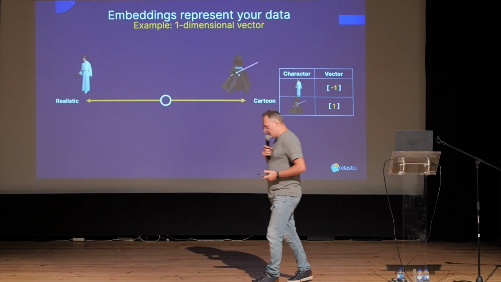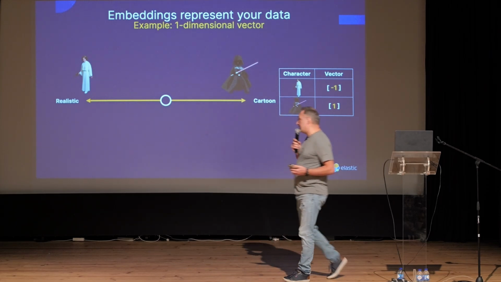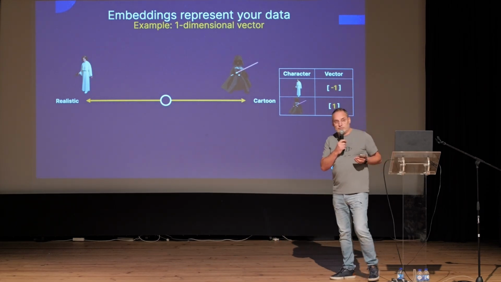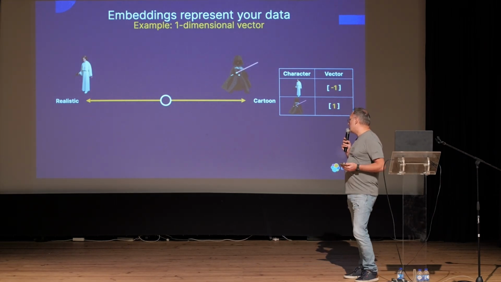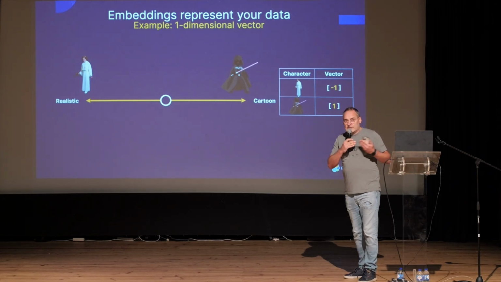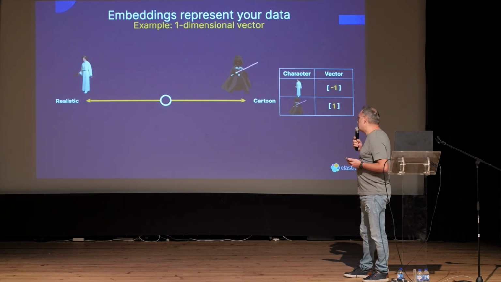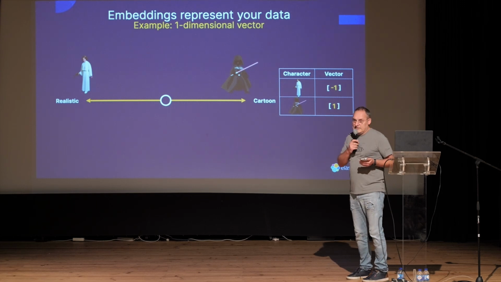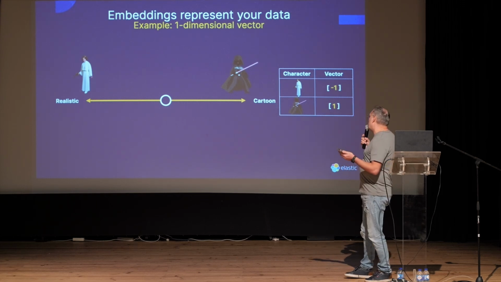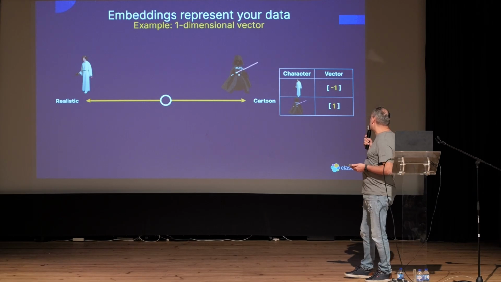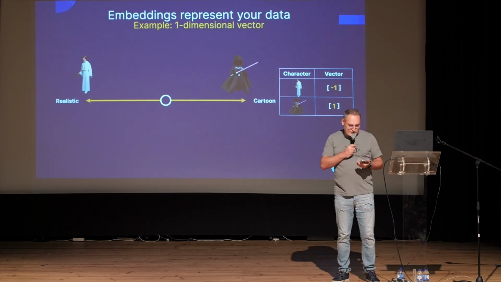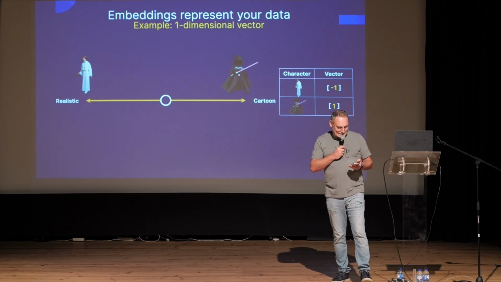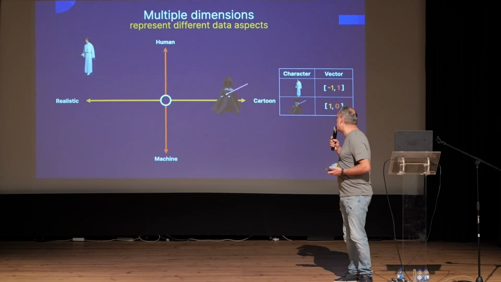So what is a vector? A vector is a way to represent your data. Let's say that I want to index images here. I have Leia on the left and Vader on the right. And here the characteristic I want to represent is: is this realistic or is this a cartoon? Leia is totally realistic, so the coordinate is -1, and Darth Vader is a cartoon, so the coordinate is +1. Of course, you want to represent multiple dimensions.